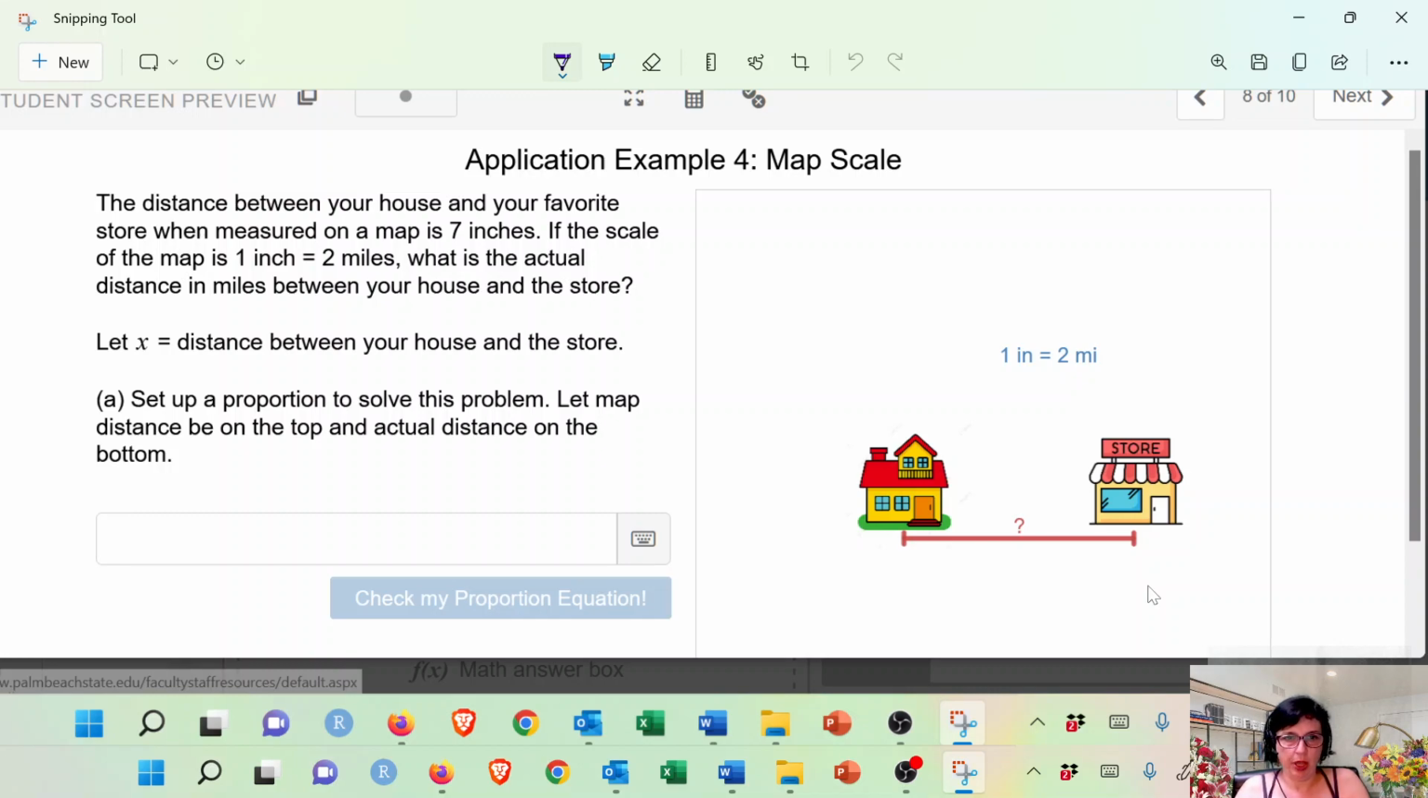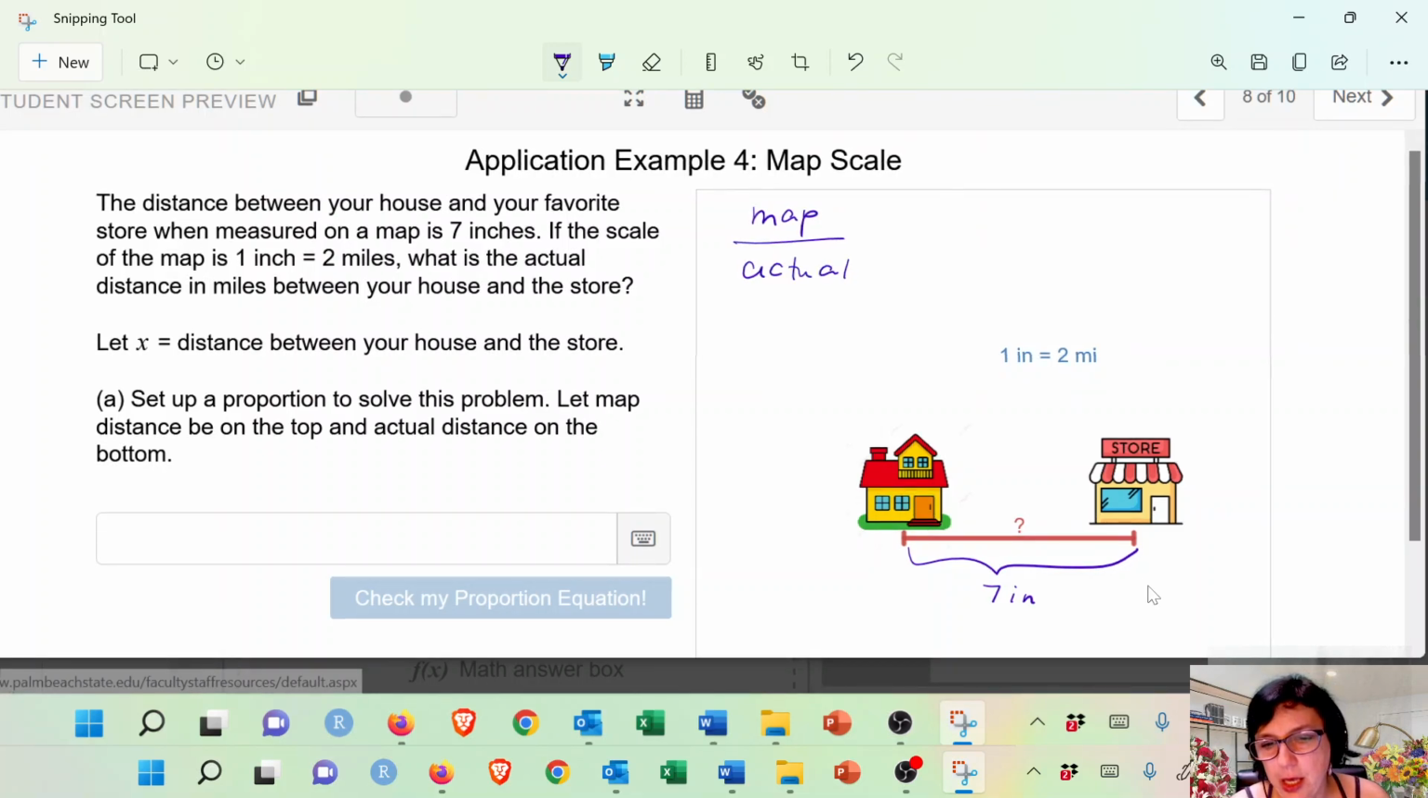So then you ask, okay, what's the actual distance? Obviously, it's not going to be 7 inches, right? You've got to figure out what it is. Okay, so the distance on the actual map is 7 inches. So this right here is like 7 inches, but we need to know what the actual mileage is. Okay, so we're going to set up a proportion. So it tells us that the map distance would be on the top and then the actual would be on the bottom.